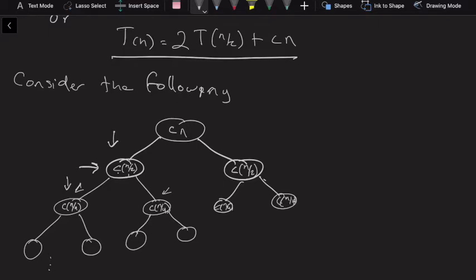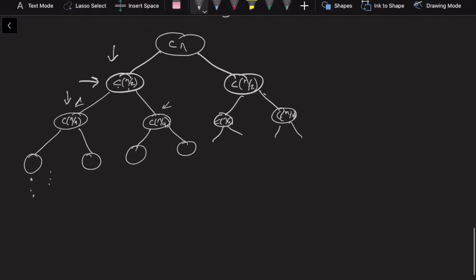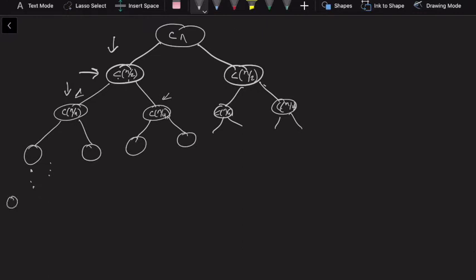And we keep moving down this tree until when? Well, we keep doing it until the leaves. The amount of work that we're going to have to do at the leaves is constant time. It's basically just going to be one amount of work.